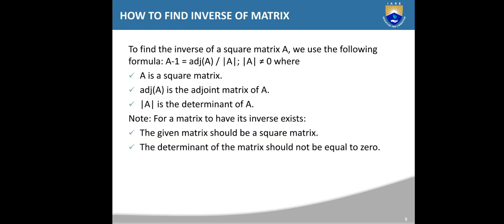How to find the inverse of a matrix? To find the inverse of a square matrix A, we use the following formula: A inverse is equal to adjoint A by det A, where det A is not equal to 0, A is a square matrix, adjoint A is the adjoint matrix of A, and det A is the determinant of A. Note, for a matrix to have an inverse, the given matrix should be a square matrix, and the determinant of the matrix should not be equal to 0.